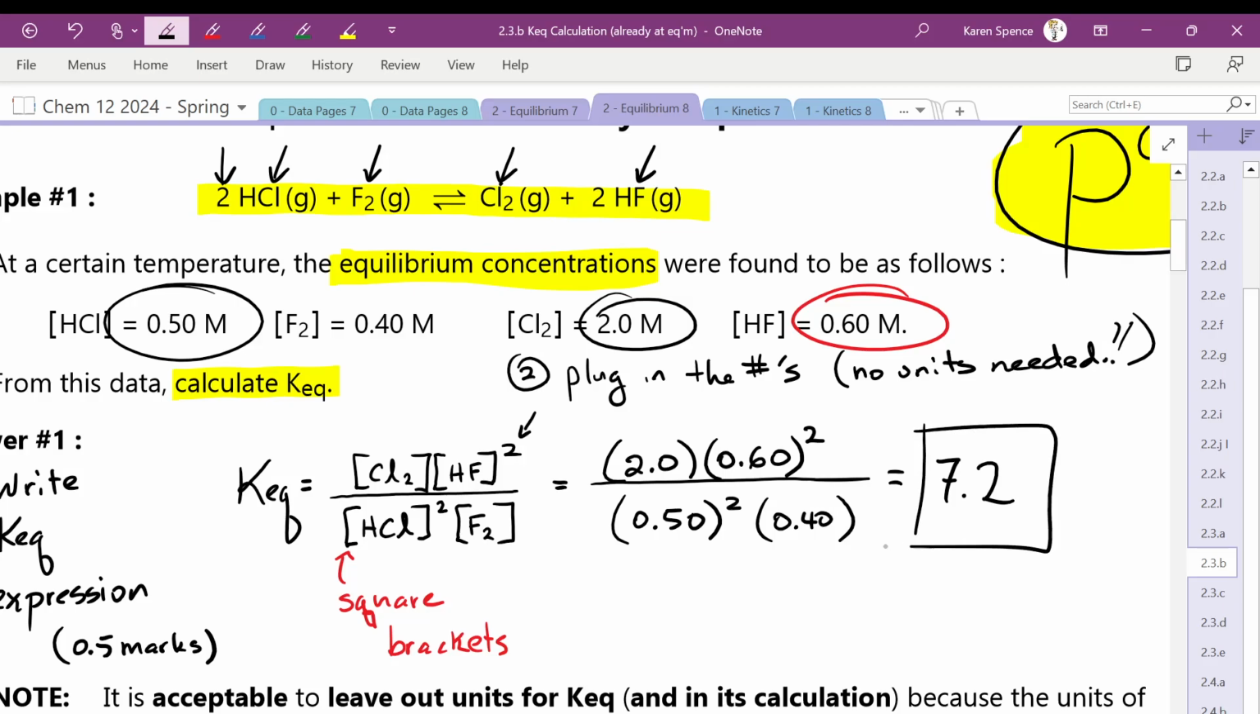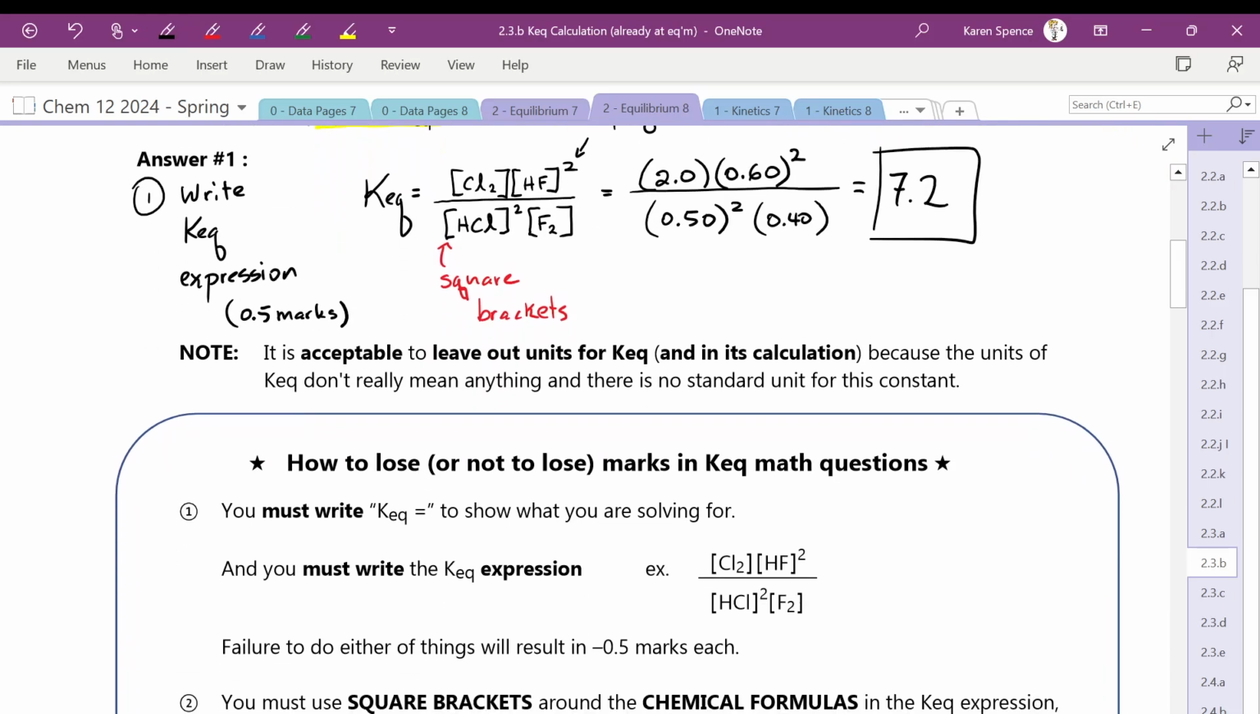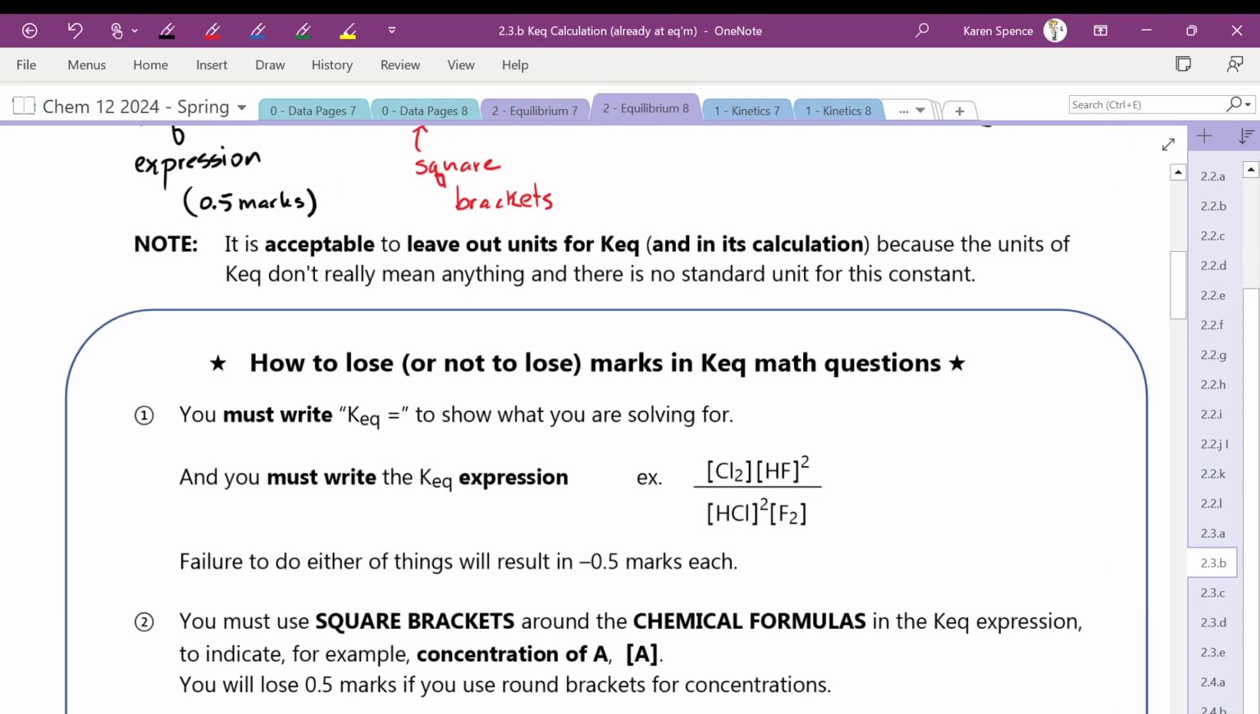Yay! Good stuff. Do you like that question? Is that nice and easy? Is that kind of like going back to Chem 11 again, just throw some numbers in, press the button. Okay, so we're gonna like that. So here's how to lose or not lose marks.